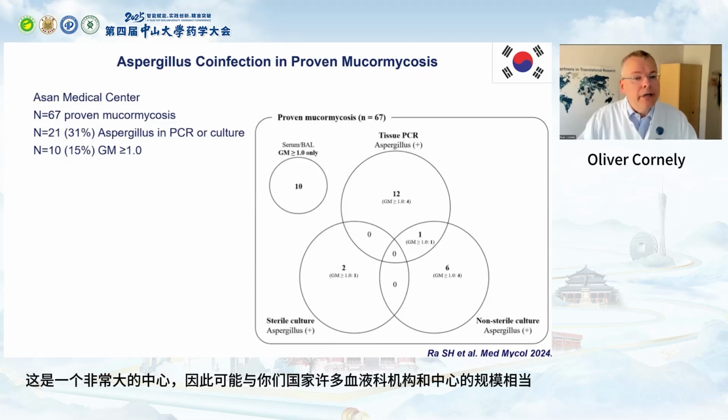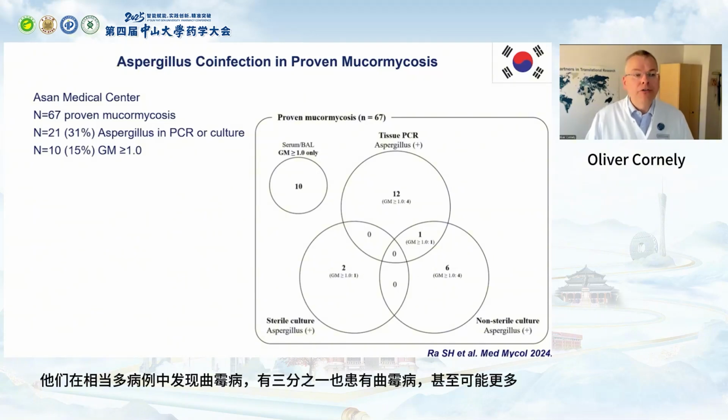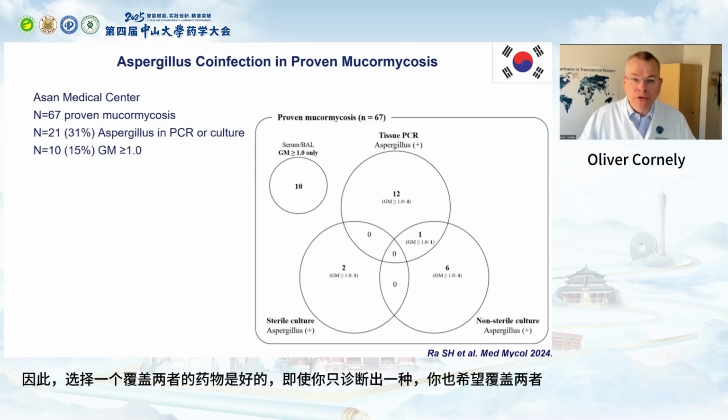And so they went back and did the last 67 proven mucormycosis cases, and then analyzed whether they had Aspergillus too. And they found Aspergillus in quite a number. So a third had Aspergillus as well, and maybe even more. So it's good to choose a drug that covers both. Even if you diagnose only one, you want to cover both.